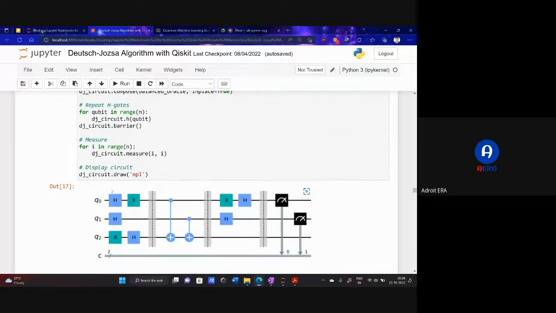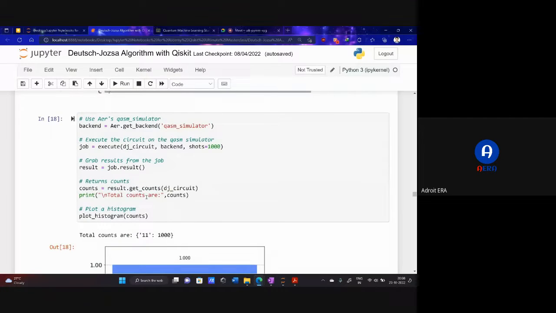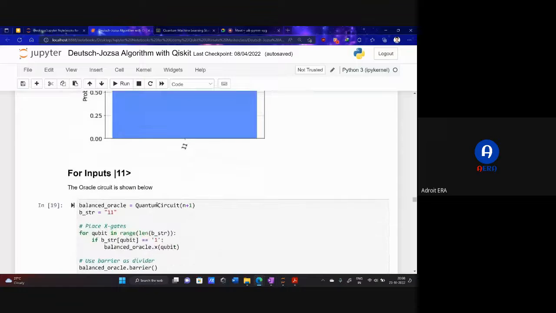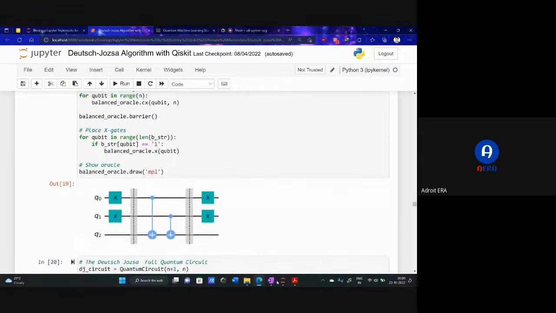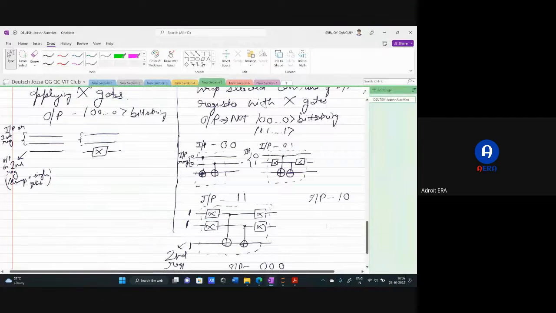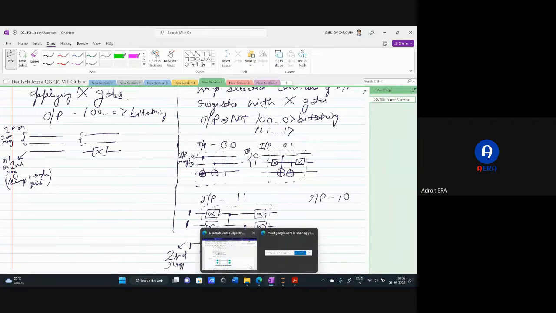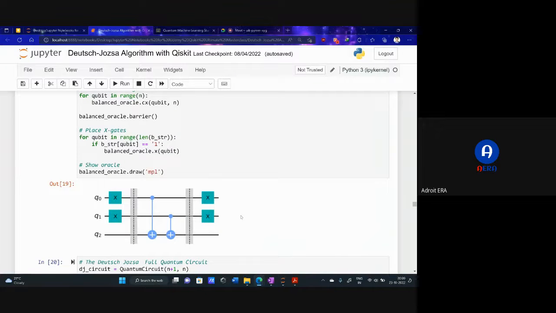Then again, this is the same circuit, and you run it with the QASM simulator, you get 1 1. Similarly for input 1 1, you can do it again. This time, this is the same circuit which we drew in the morning. Look, this is the same one. So we have verified practically that indeed what we are studying can be implemented, and it indeed gives us those results which we found by doing theoretical analysis.